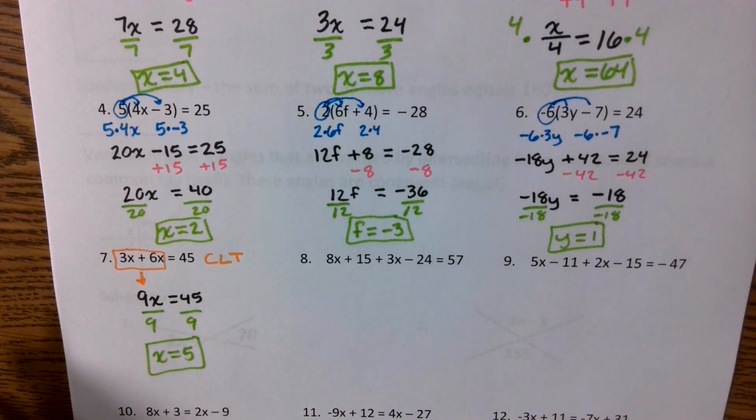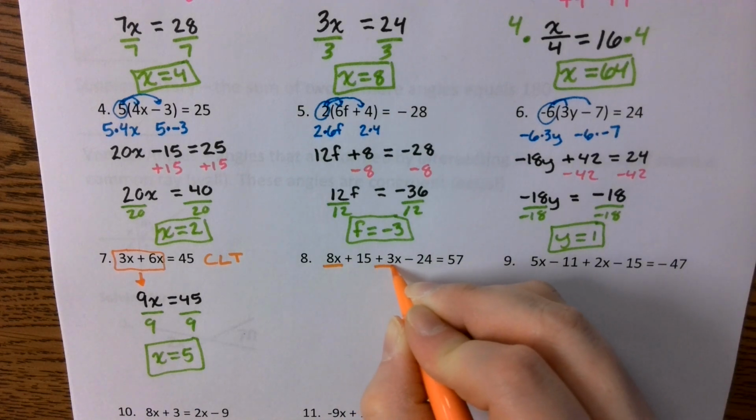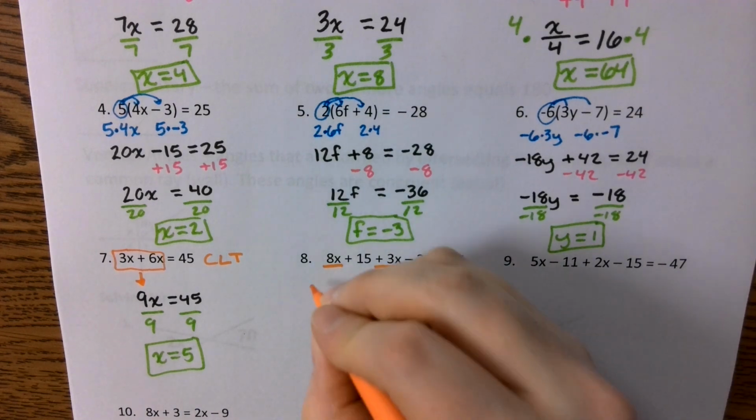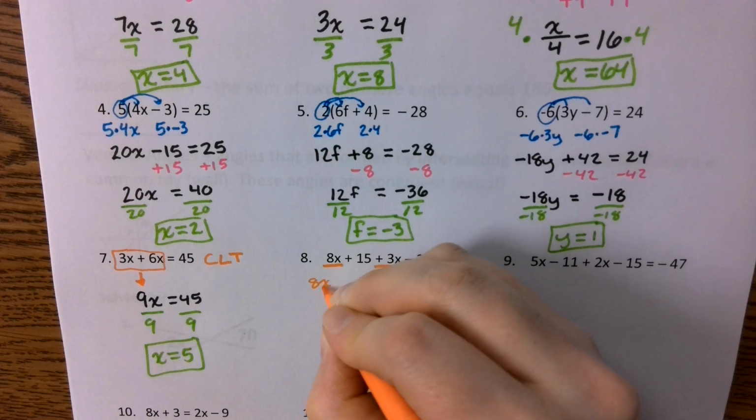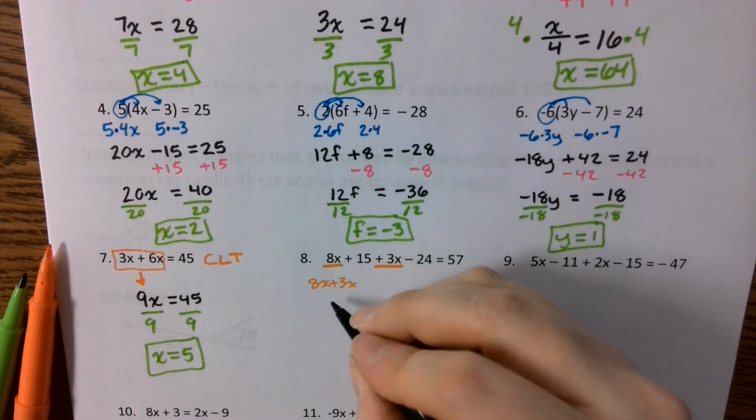Okay, for problem number 8, what did you get for number 8? We'll go with Brian. Brian, what did you get for number 8? 6. Very good. Okay, so again, we're going to combine those like terms together first that we can. So we happen to have an 8x and a positive 3x that can get combined together. So 8x plus 3x, that's going to come out to an 11x.